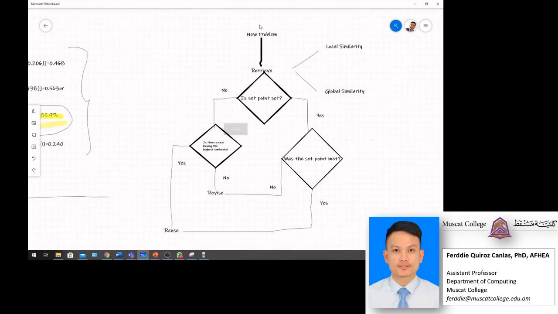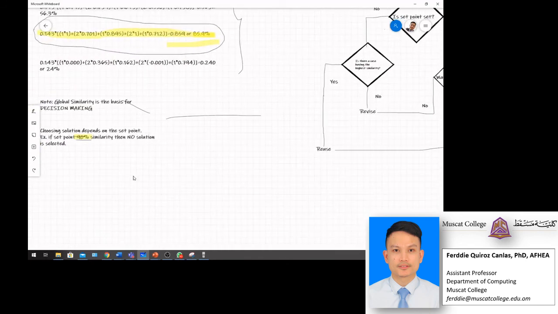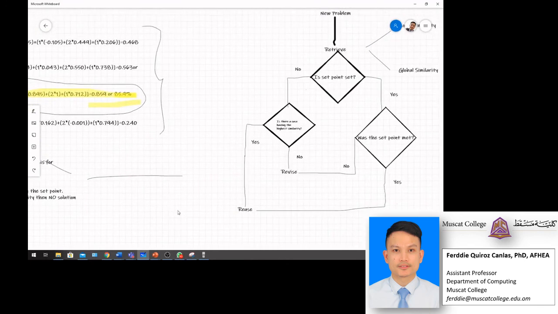You have a new problem, you have to retrieve from our knowledge base, then you have to calculate local similarity, the one we have done earlier, then compute for the global similarity. Of course, results will be given to you. Then you have to ask the question, is set point set? Meaning, do we have any criteria for selection? Let's say, for example, in this case, we say 90%.